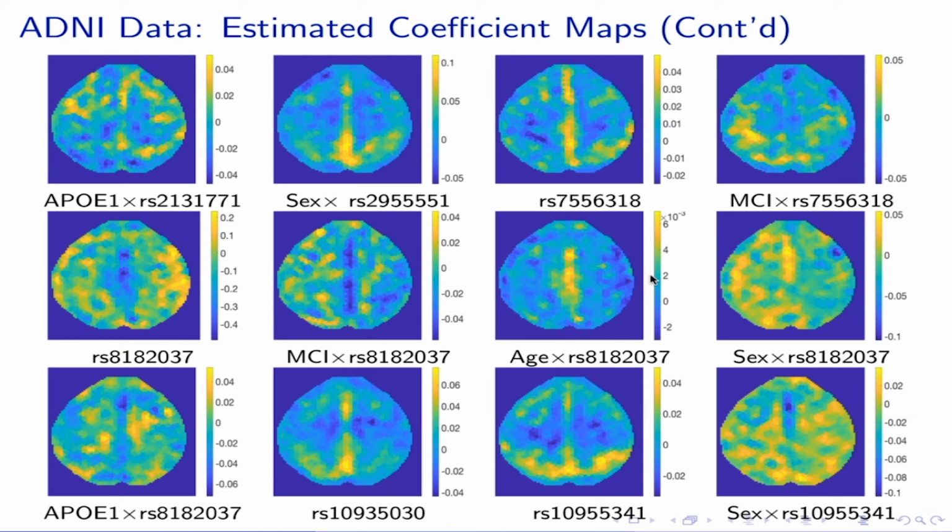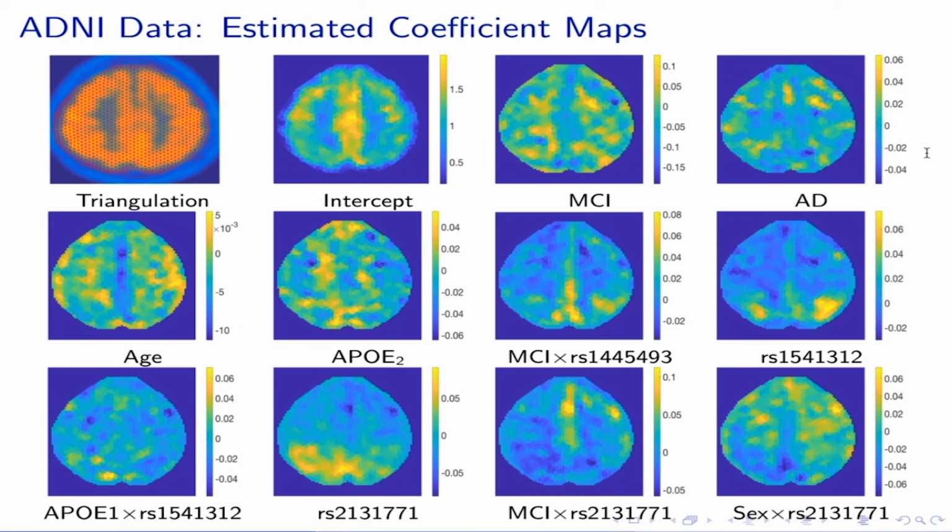So if we just look at the main effect, it could be in this direction. However, the interactive effect could show a counterpart effect to the main effect. So that's how we explain these coefficient maps. And then the RS154, etc., those are the SNPs that you're looking at as well. And then we can see that there are some interaction terms between the SNPs and the ApoE, and the SNPs and sex, and things like that as well.